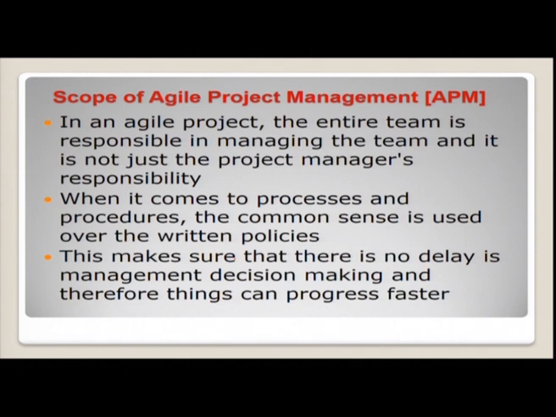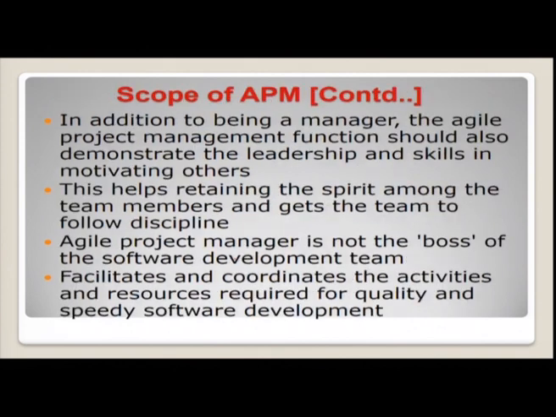Let us now see the scope of agile project management. In an agile project, the entire team is responsible for managing the team, and it is not just the project manager's responsibility, it is the entire team members' responsibility. When it comes to processes and procedures, common sense is to be used over written policies. This makes sure that there is no delay in decision making, and therefore things can progress faster.